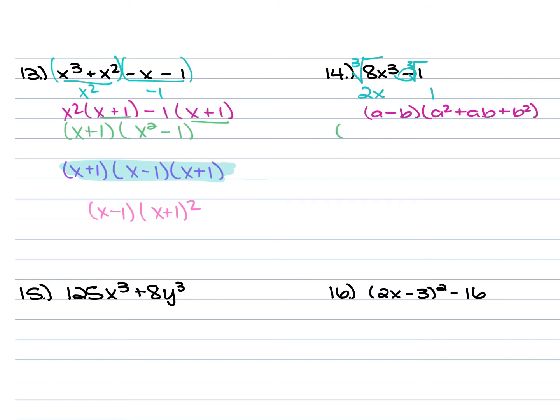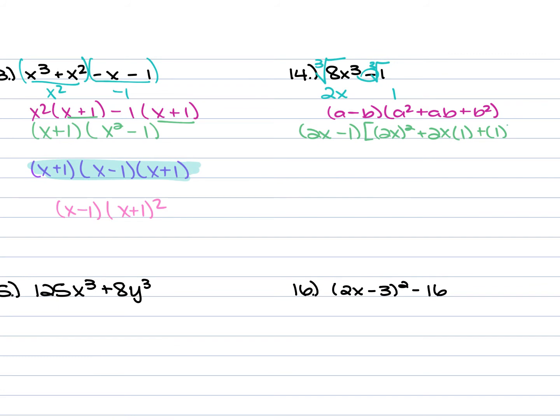So this is going to give you 2x minus 1 times 2x to the second power plus 2x times 1 plus 1 to the second power. That 2x minus 1 is not changing. Inside the brackets, it becomes 4x squared plus 2x plus 1. Remember, when you take that a and you square it, you are actually multiplying it by itself. So that 2x to the second power is 2x times 2x, which gives you that 4x squared.